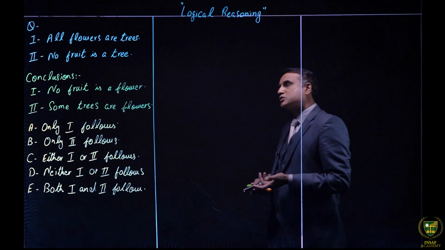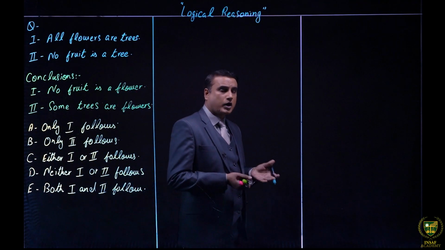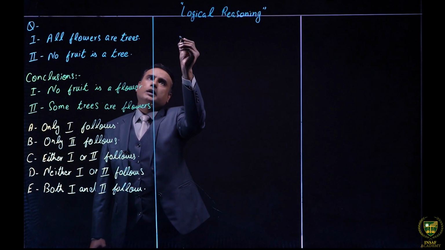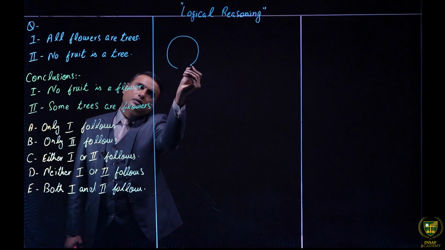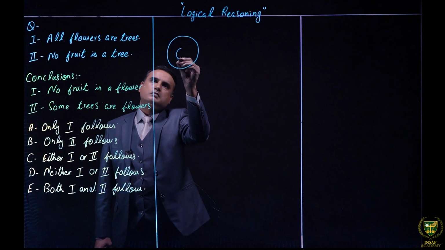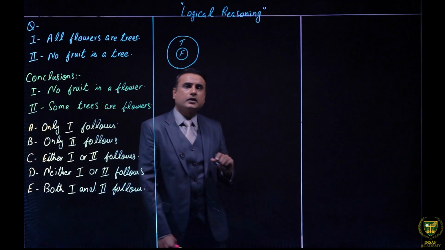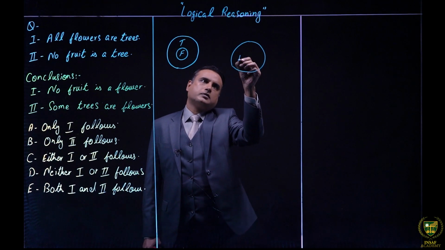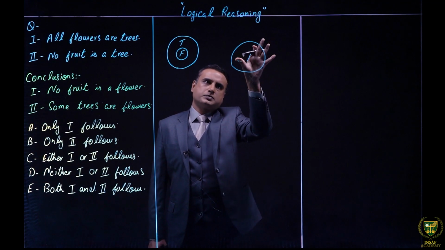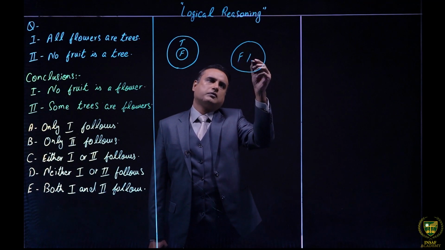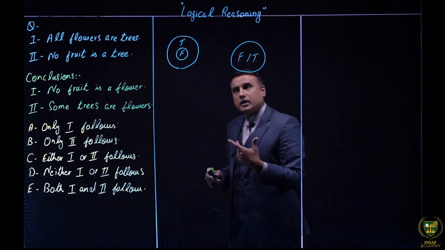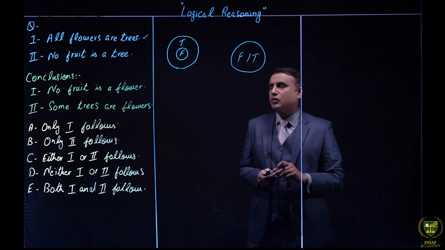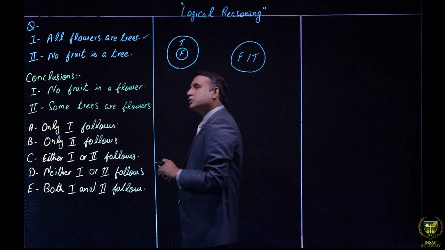Now let's draw the diagrams so that we can check whether our conclusions are true or not, or which one of the conclusions is true. All flowers are trees, so it can be drawn in two ways. That is flowers, and that is obviously tree. It can also be drawn like this. In both these diagrams, we are actually representing our statement one. And you know, our premises we can express in both ways.